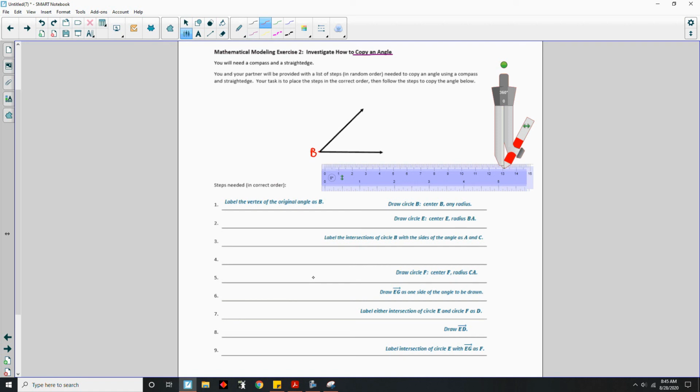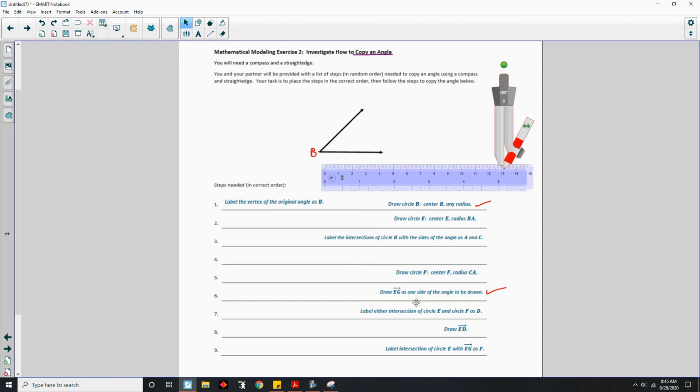Okay, so now I have to do something. I can't draw a circle. Well, I could draw circle B any radius. I could do that. So that's one thing I can do. Draw circle E, no. Label intersection, there is no circle B yet. Draw circle F, there's no F yet. Draw EG, there's no E or G. Label intersections in circle E, there is no circle E. Draw ED, can't. Label intersection of circle E, I can't. Okay, well, I can do this. So these are the two things I can do. I can draw a ray, call it EG. That's pretty easy. So let's do that.